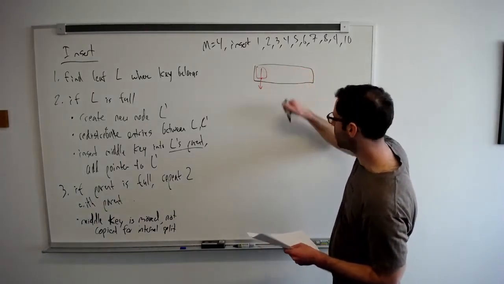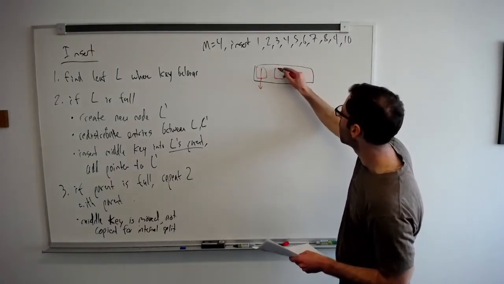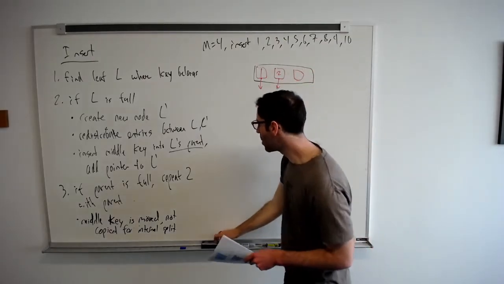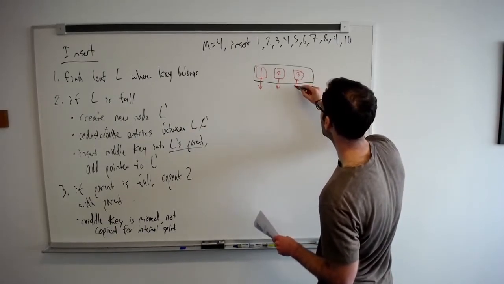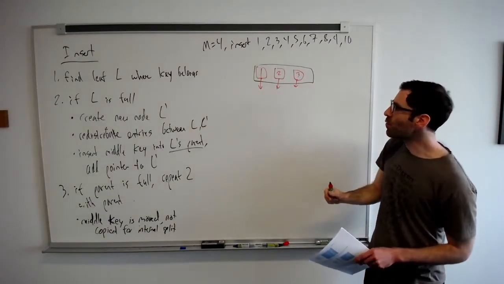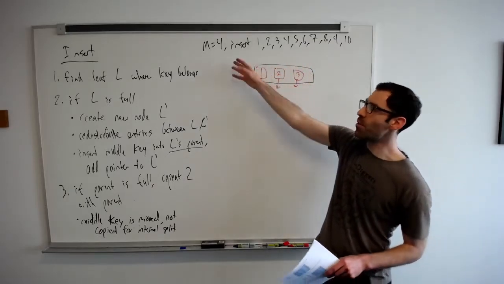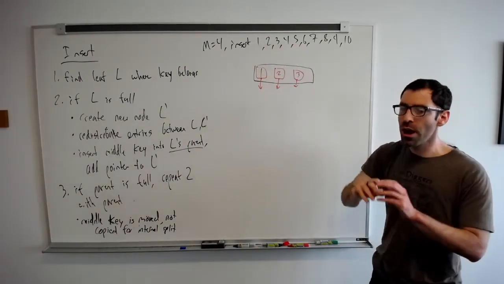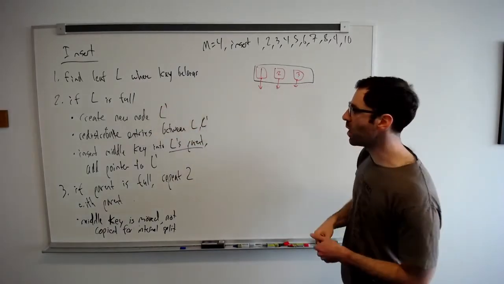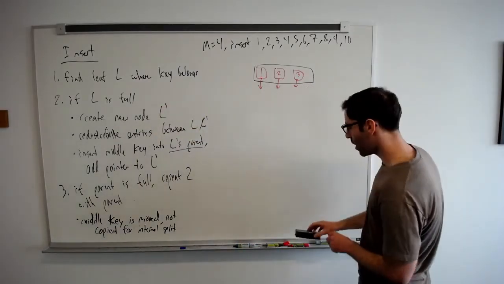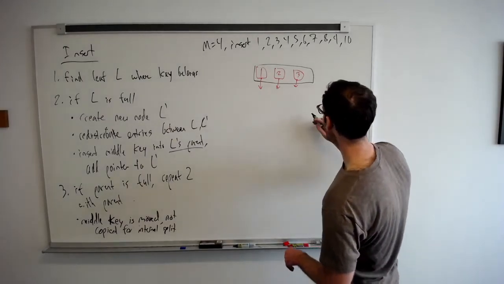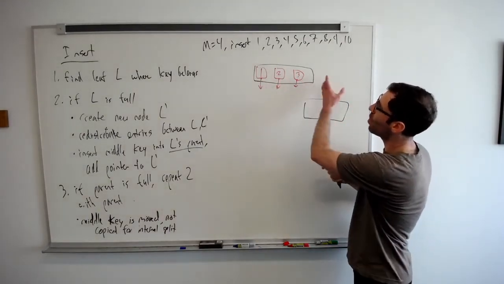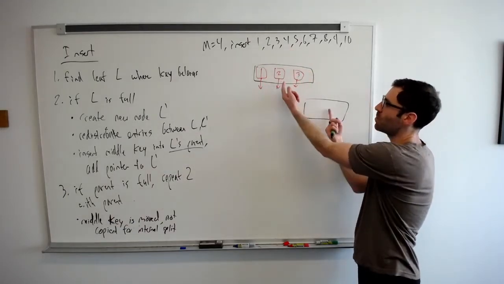We insert 2, all is well. We insert 3, and when it comes to inserting 4, our nodes can have 4 children, but at most 3 keys inside. So when it comes to 4, now our leaf is full, and we have to split. So we're going to create a new node. Here's our L prime, and we want to redistribute our values from L plus our new key between the two nodes.